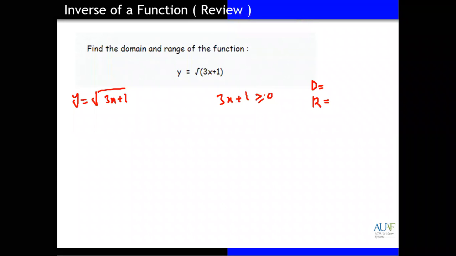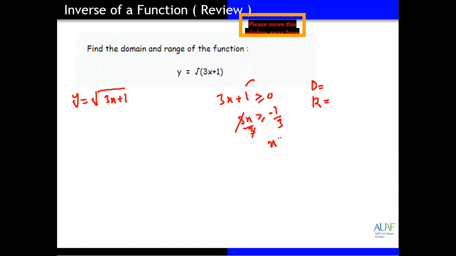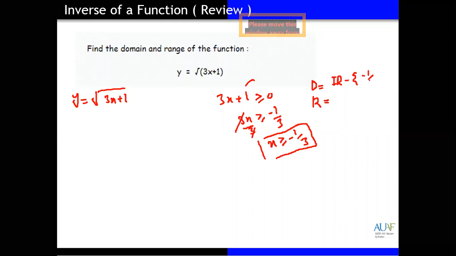3x plus 1 greater than or equal to 0. Transfer 1 to the other side, 3x is greater than or equal to minus 1, and then divide both sides by 3. 3 cancels with 3, x is greater than or equal to minus 1 over 3. All these values are possible. This is the domain. All real values except the values below minus 1 over 3.